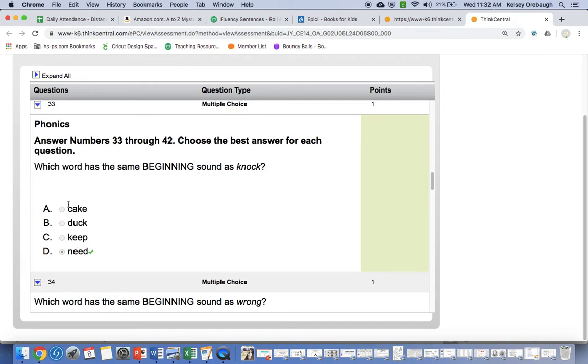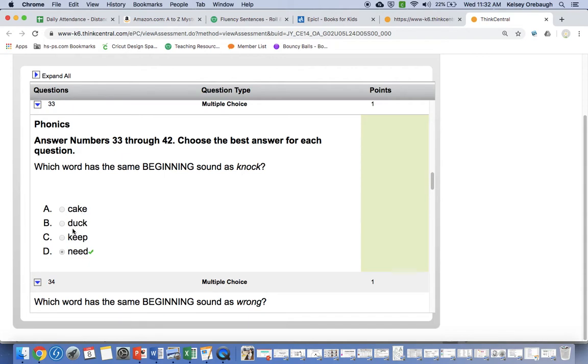Okay? Then what we need to do is look at all these words again and ask ourselves, what is the beginning sound in each of these words? Because I'm looking for a word that has the same beginning sound as knock. N. Okay? Cake. K. Nope, it's not cake. This could be confusing because knock starts with a K. Usually K's say the K sound, just like cake, C's sometimes say the K sound. But in the word knock, the K is silent. The N sound is the beginning sound in knock. So cake is not the correct answer.